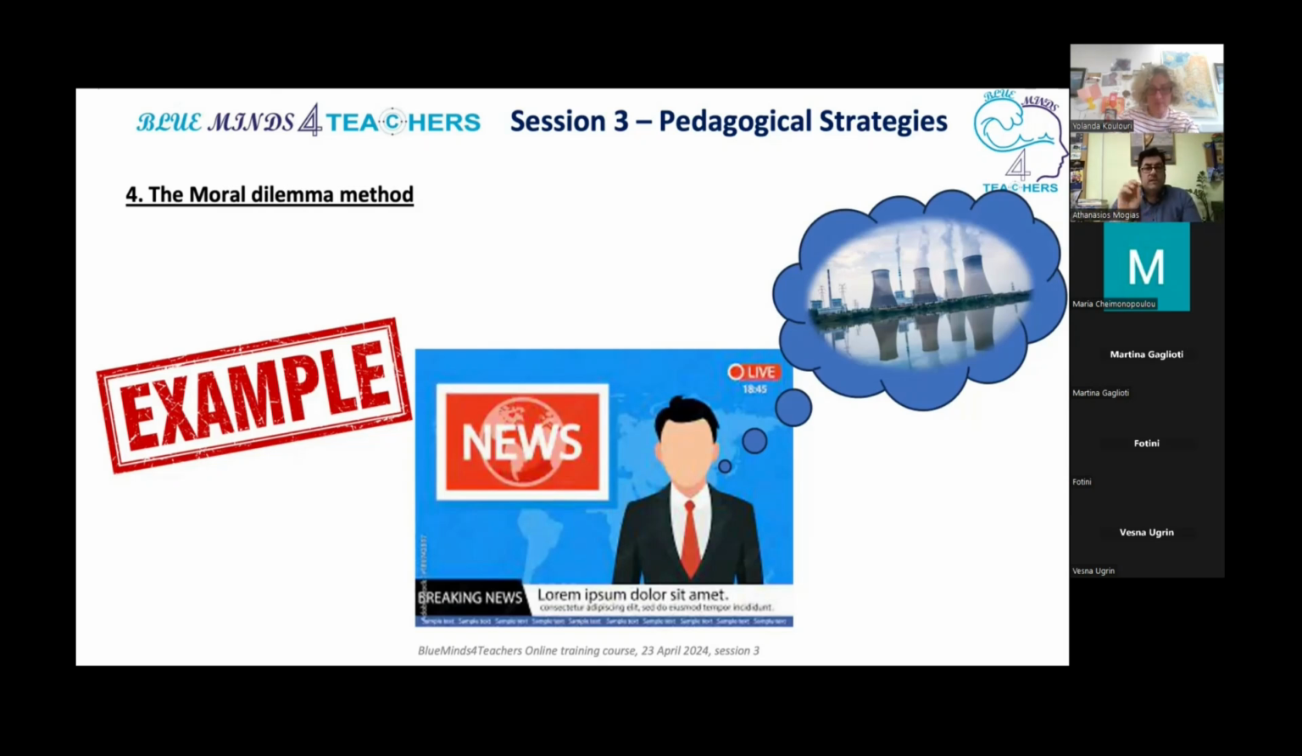The students will be asked this kind of question or questions, and they will have to write down the pros and cons, the advantages and disadvantages of this installation, initially in groups, and then go to the plenary session and argue in front of the others or against the others. This is a very interesting task that we give to students when we are using the moral dilemma method.